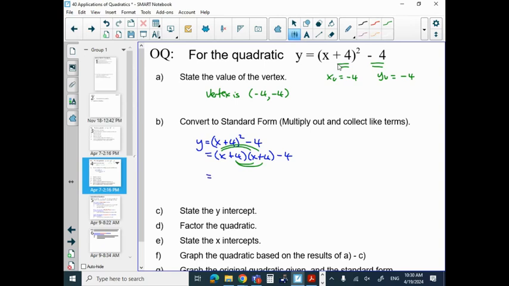I'll just do it in green for good color coding here. x times x is x squared. x times 4 is 4x. 4 times x is also 4x. Just rearrange to be the same order there, number and then variable. And then a 16. So that's that stuff. A -4. We're going to collect like terms. So together there, we're going to have the x squared, 8x, and then 16 take away 4 would be 12. Okay, so that's standard form from that.